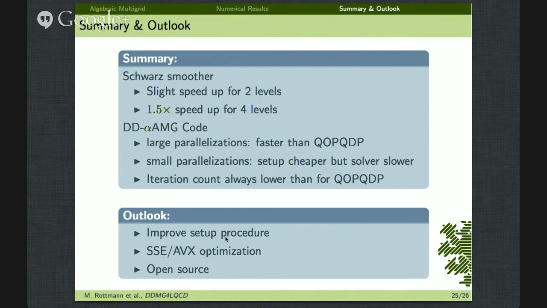Okay, and what we are looking to do as soon as possible is improving our setup procedure still a bit. We think there's still some discussion open on what to do and what's the right way to go, what kind of setup to do, and implement some optimizations and then maybe making it open source.